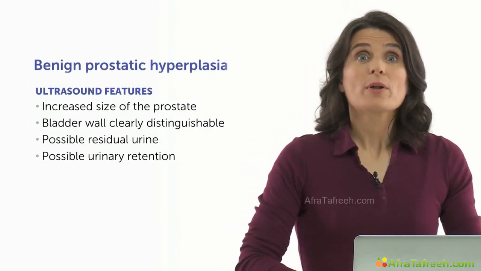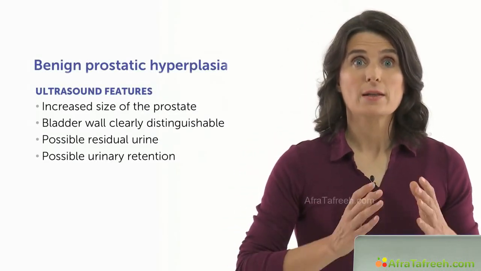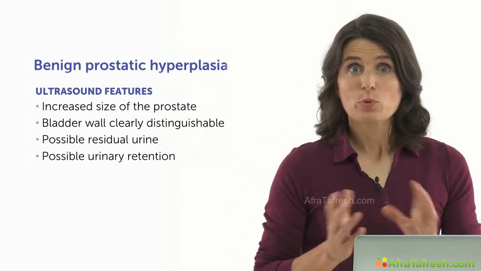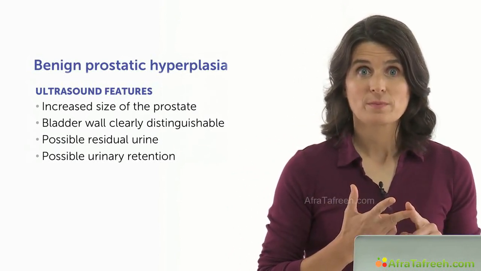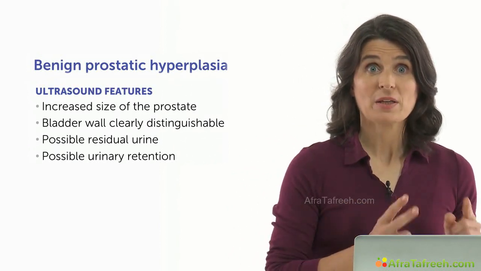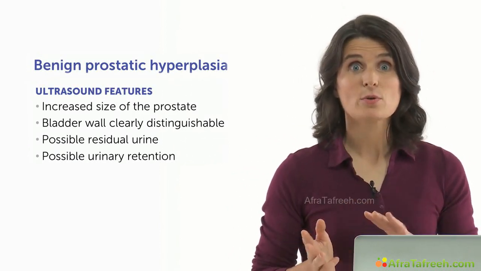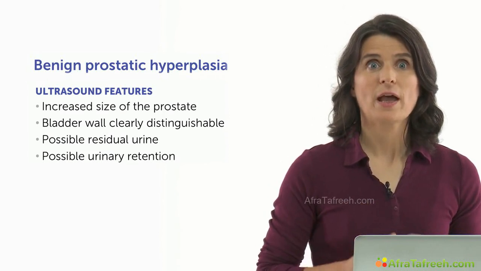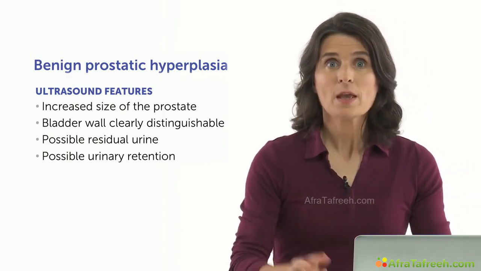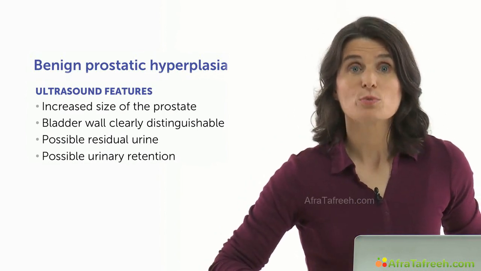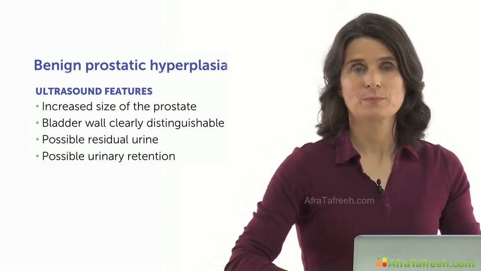In transabdominal ultrasound, we find an enlarged prostatic gland and we remember the measurements 5 versus 3 centimeters. The transverse diameter can be up to 5 centimeters, the other two up to 3 centimeters. And the complete volume should not exceed 25 milliliters. Important is that the bladder wall should be clearly distinguishable.